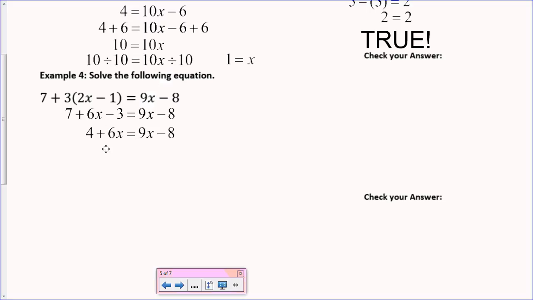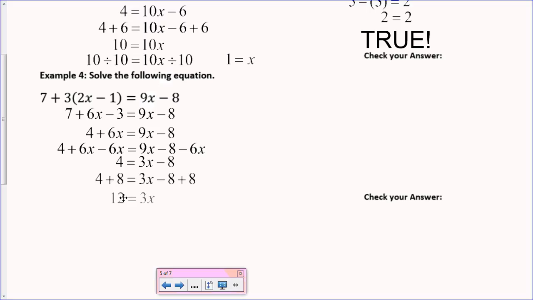I'm going to move the 6x first by subtracting it from both sides. So the 6x's cancel out, leaving me with only 4. 9x minus 6x gives me 3x. So I have 4 equals 3x minus 8. Now it's just 2-step. I'm going to add 8 to both sides. I get 12 equals 3x. Divide both sides by 3. I get x equals 4, or 4 equals x, either way. It means the same thing.